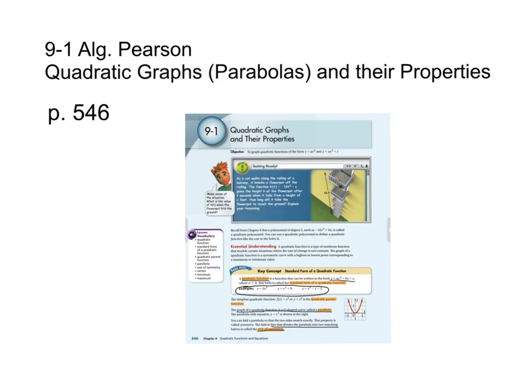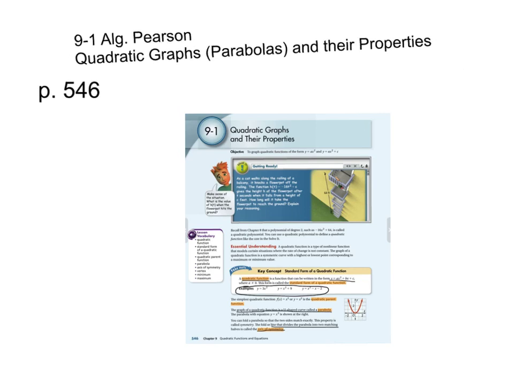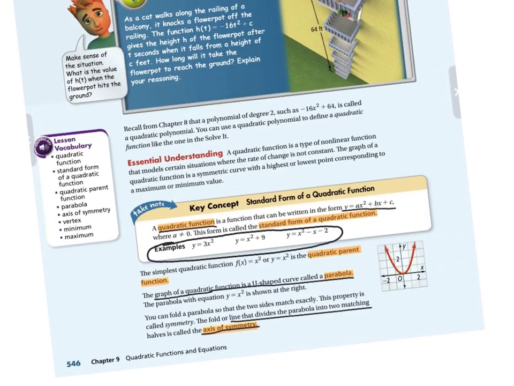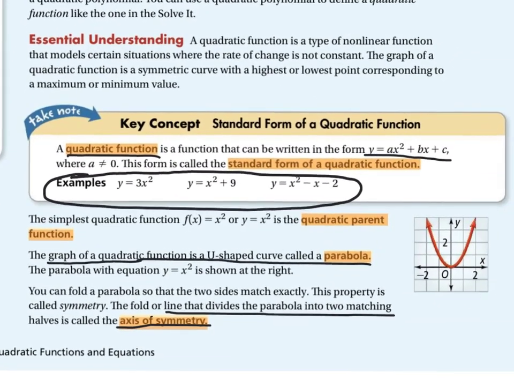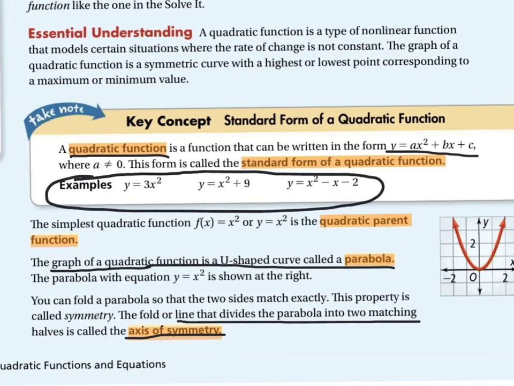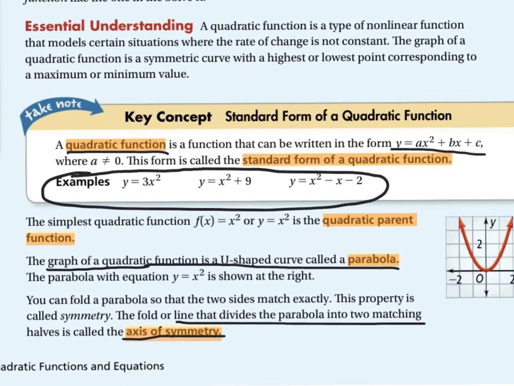Page 546, lesson 9.1 is on quadratic graphs and their properties. Quadratic graphs, what that means we'll be talking about is called parabolas. So instead of straight lines, we're going to have graphs that are curved. If you look at the key concept box, we've talked a little bit about this before: if the highest exponent is to the second power, we call that quadratic, and we're going to learn more about that in this chapter.